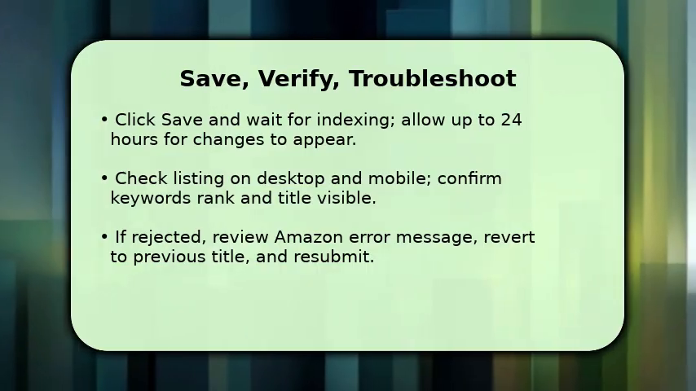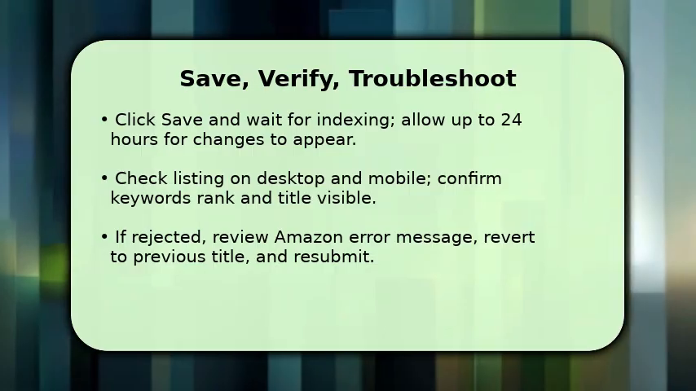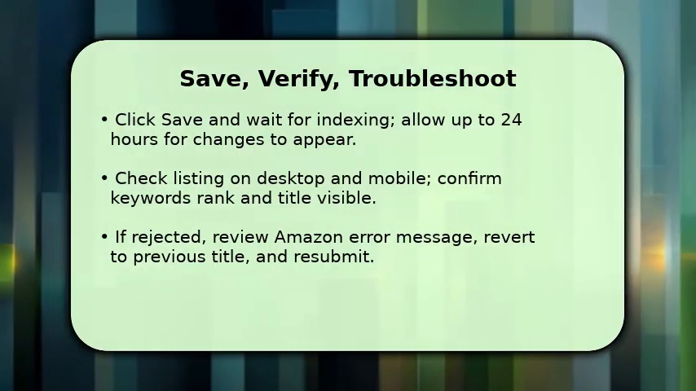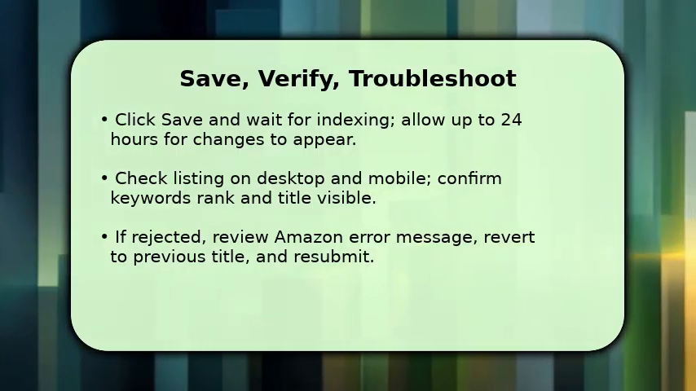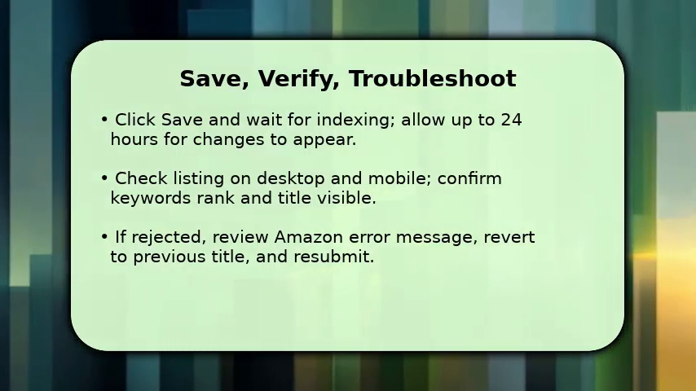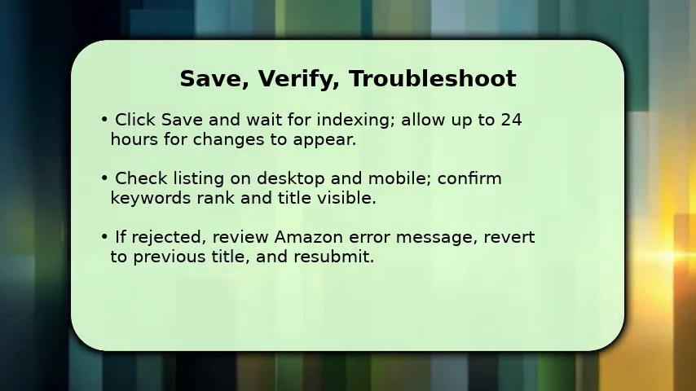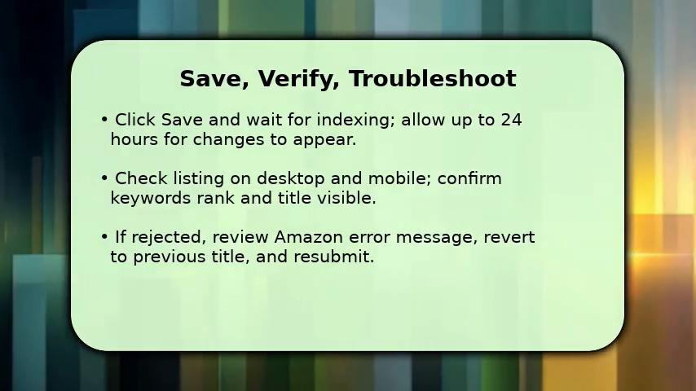Once done, verify the listing on desktop and mobile to ensure the title displays correctly and important keywords are retained. If the update is rejected or overwritten, read the error, revert to the last working title, and fix the flagged element, often length or prohibited claims. As a troubleshooting tip, if edits don't publish after 24 hours, open a seller support case with edit detail.